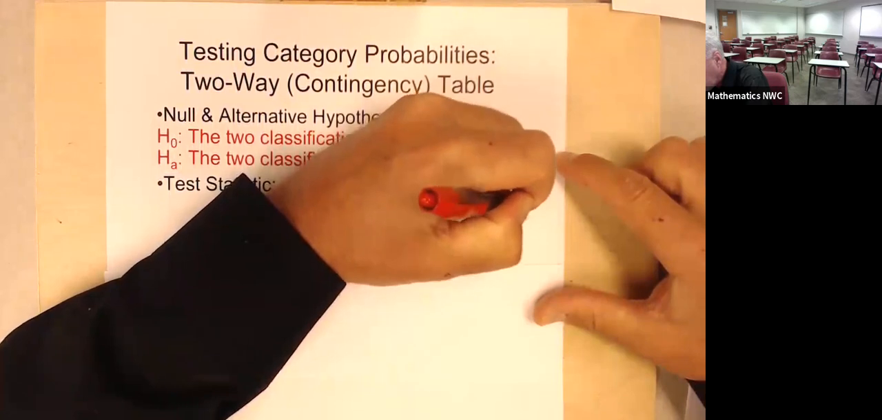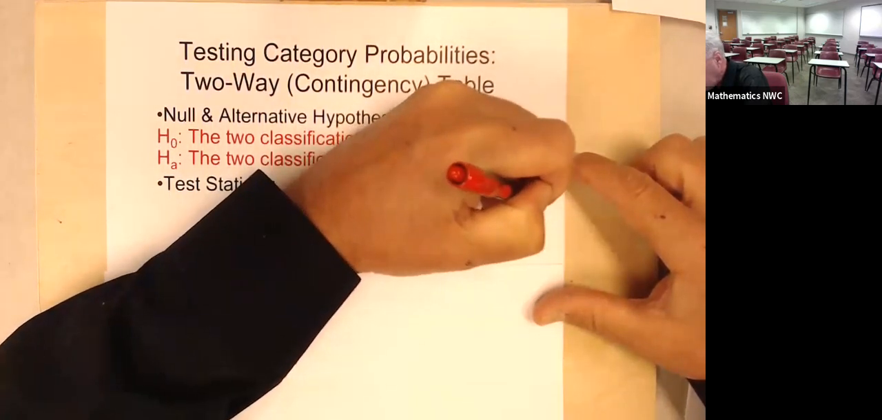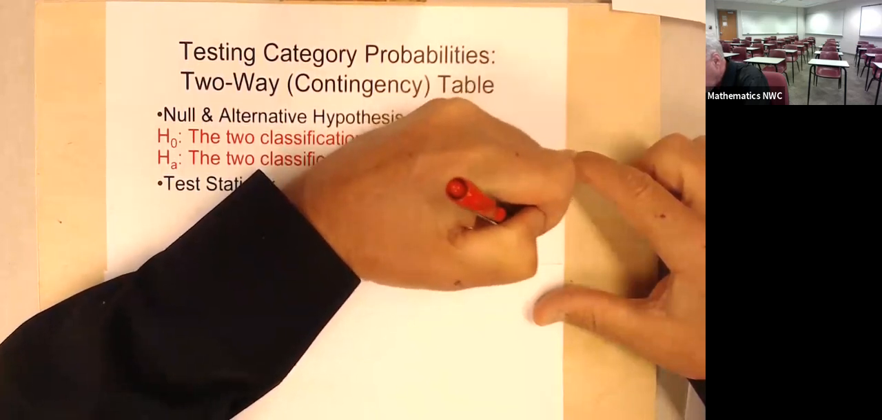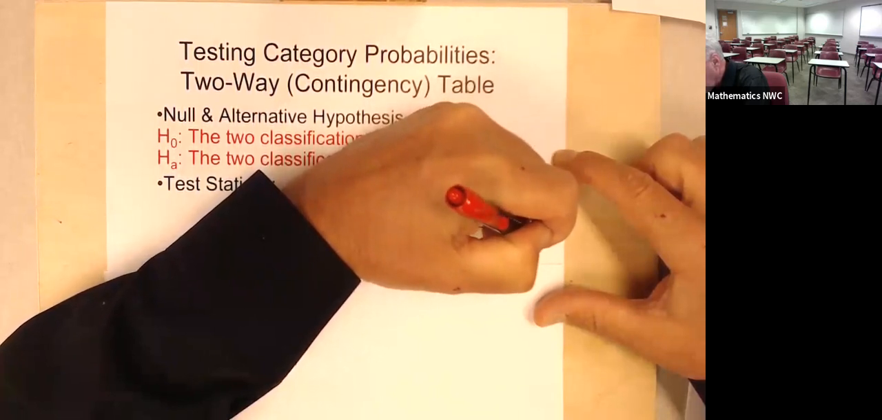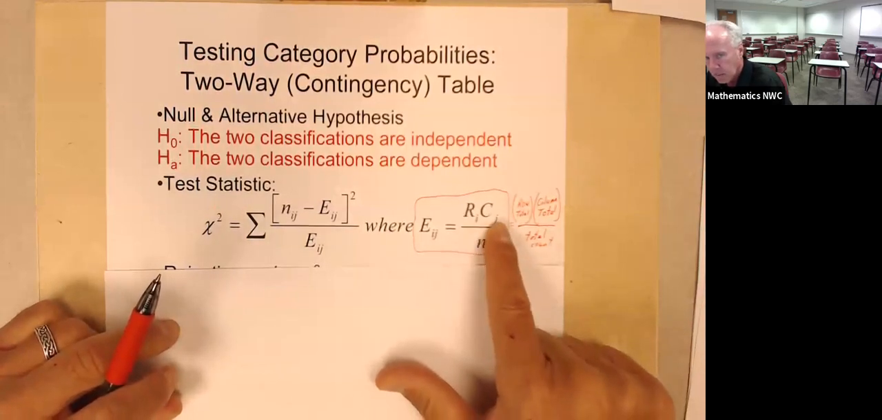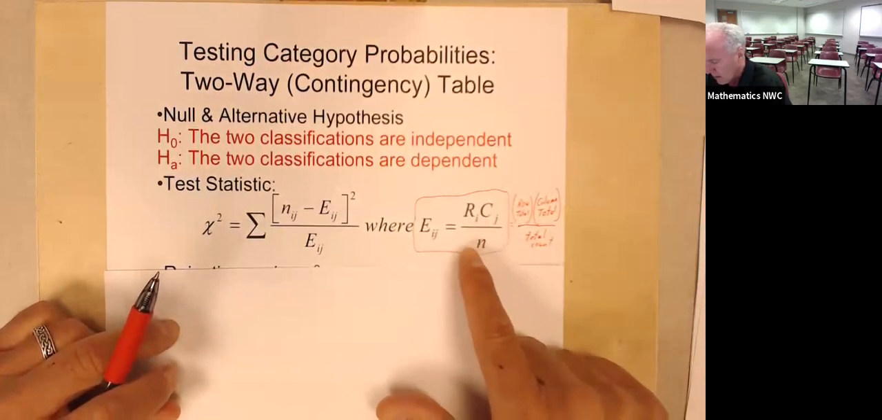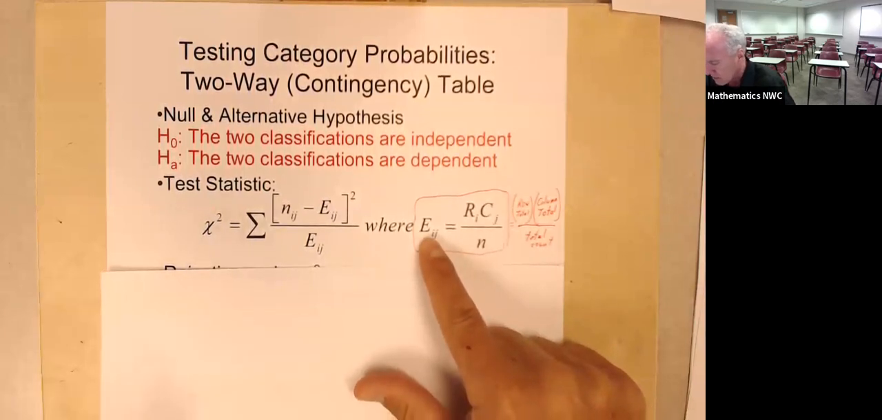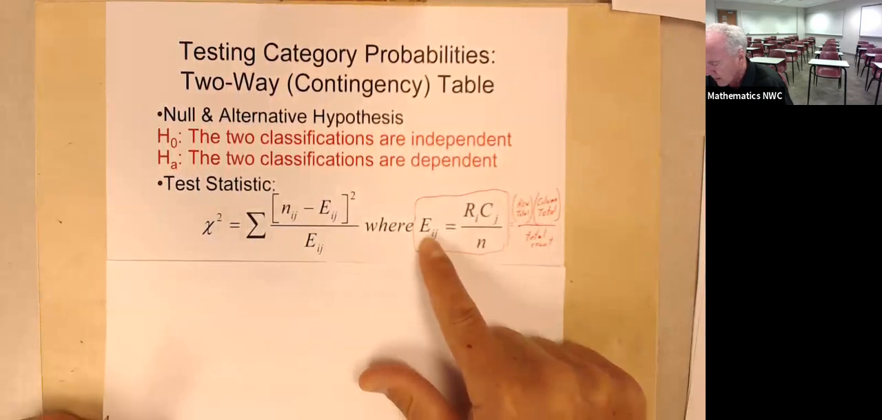I'll put that over here, row total times the column total over total count. Row total times column total over the total count. You'll have to find those expected values in these different cells. Very similar to what you did in the last time.